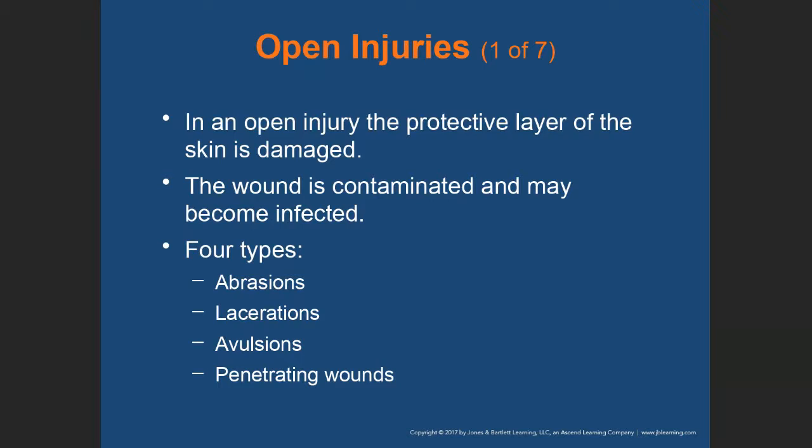Open injuries. In an open injury, the protective layer of the skin is damaged. The wound is contaminated and may become infected. There are 4 types. You have abrasions, which is a scrape. You have a laceration, which can be a clean cut, can be a jagged cut. You have an avulsion, where all that is keeping the area together is a piece of skin. It's kind of a partial amputation. Penetrating wounds.